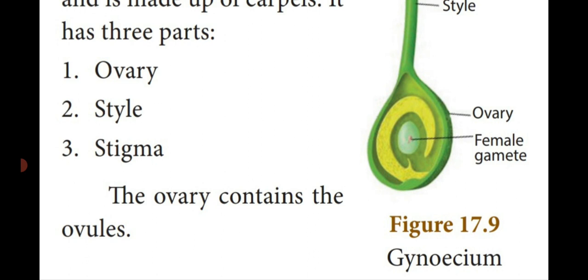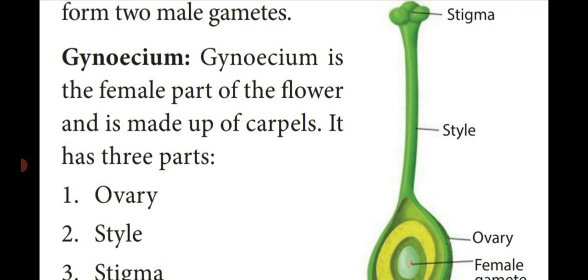So, a 1-mark question. Sorry, not a 2-mark question, a 1-mark question: the ovary contains dash. The answer is ovule. Then they also gave a 2-mark question: name the parts of a gynoecium. What is the answer? Ovary, style and stigma. So this is the female part of a flower, known as the gynoecium, and its structure.